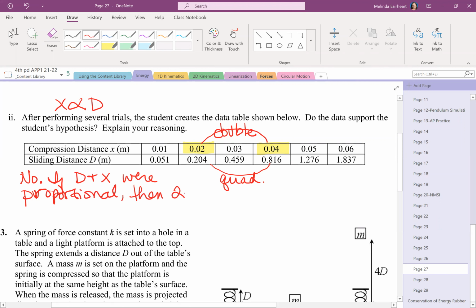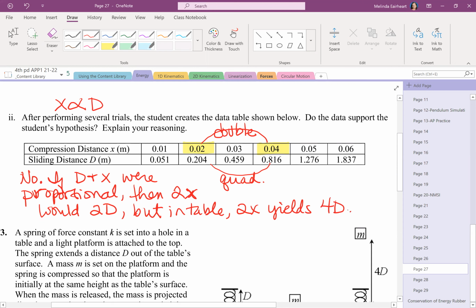So here, if the student was correct, and if D and X were proportional, then doubling the compression distance would double the sliding distance. But in the table, doubling the compression yields 4 times the sliding distance, which actually agrees with what we said earlier, that D is proportional to X squared. We said double squared was quadruple, and here the data supports that, okay? So it's actually good data, just the student made the wrong hypothesis.